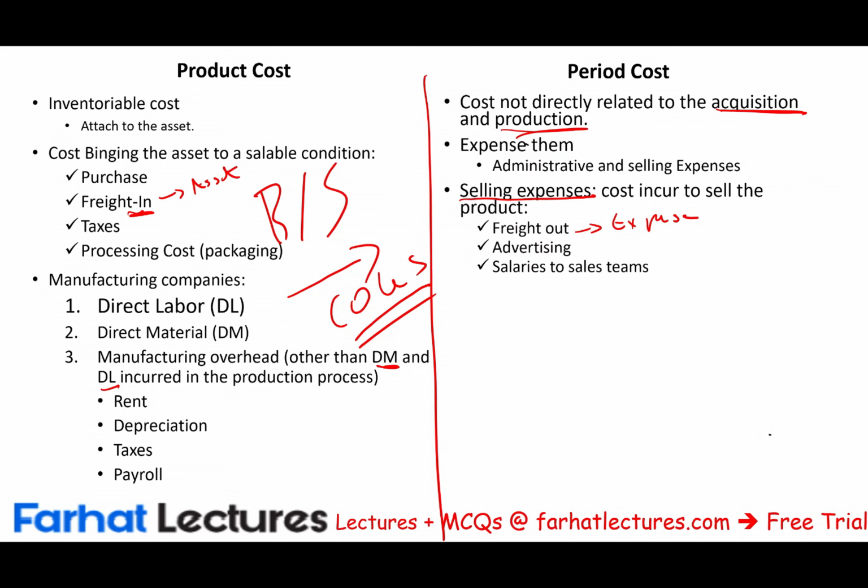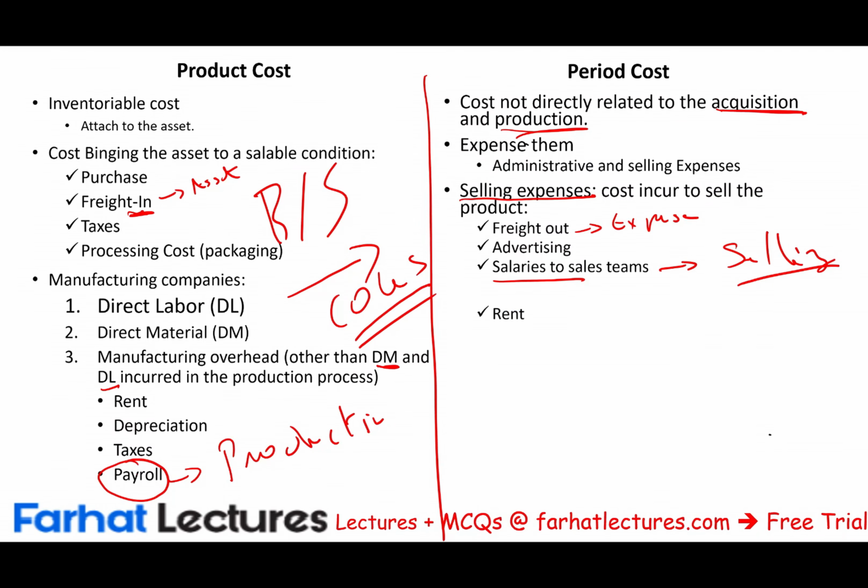Salaries to sales team. So notice here we have payroll and here we have payroll. The payroll under the production department is people who are working in production. You also have to pay the sales team, but these individuals are selling. They are treated differently. One is expense, the other one is capitalized.